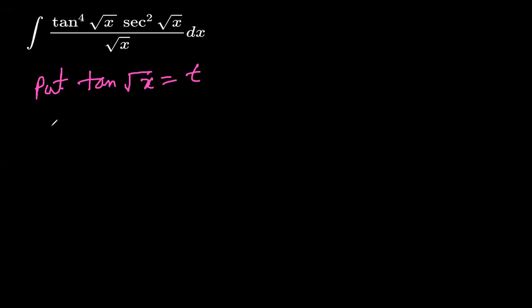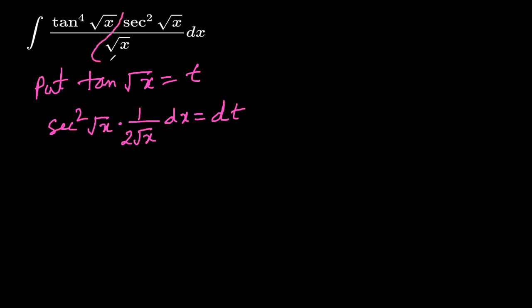The derivative of tan x is sec squared x. So we differentiate both sides. So sec squared root x, and by chain rule, we are going to differentiate root x also. The derivative of root x is 1 by 2 root x, and dx is equal to dt. Now look, this function, we have sec squared root x, 1 by root x. This entire thing is there in the question.